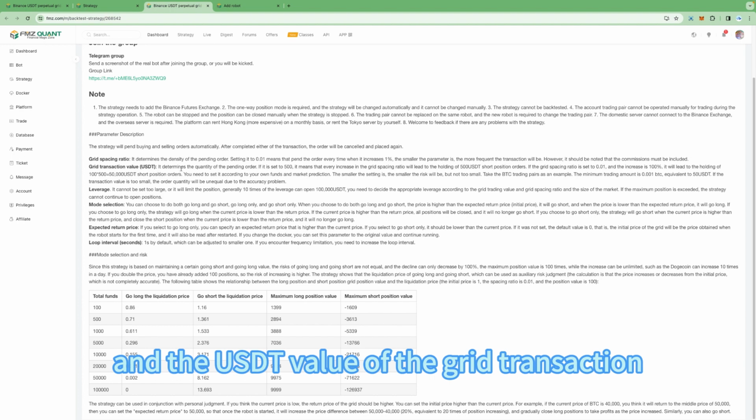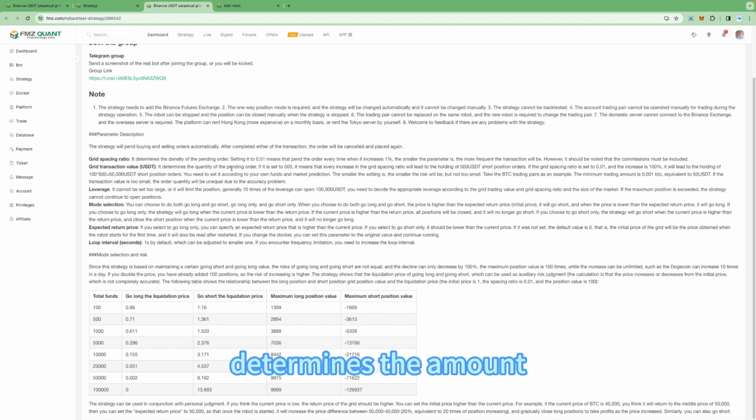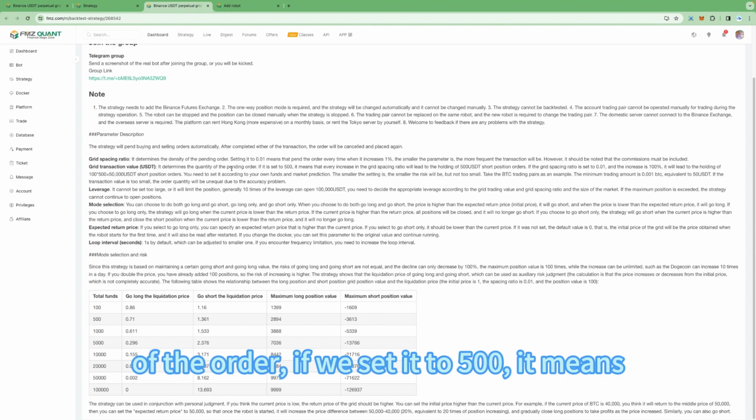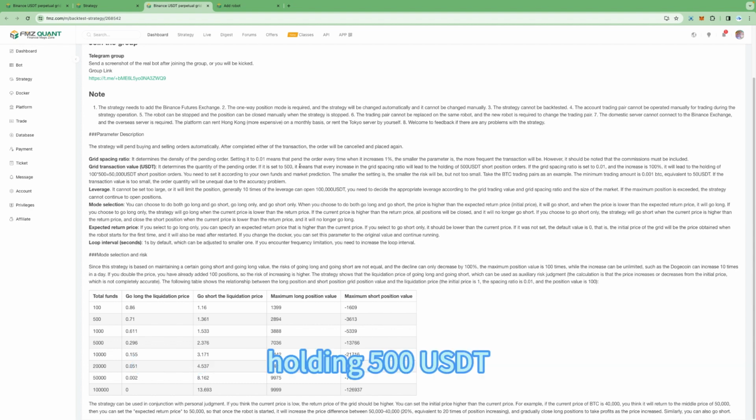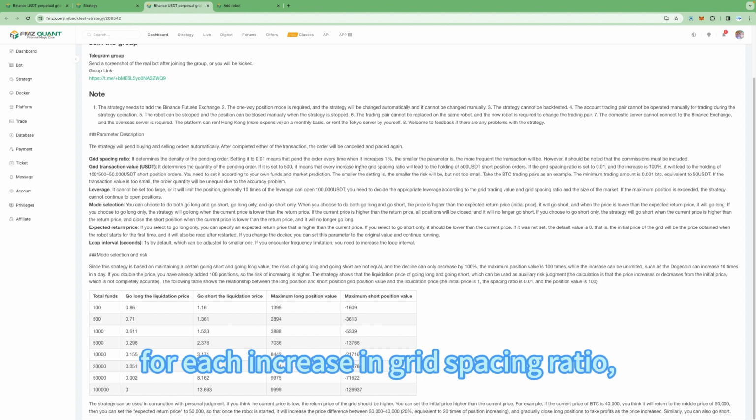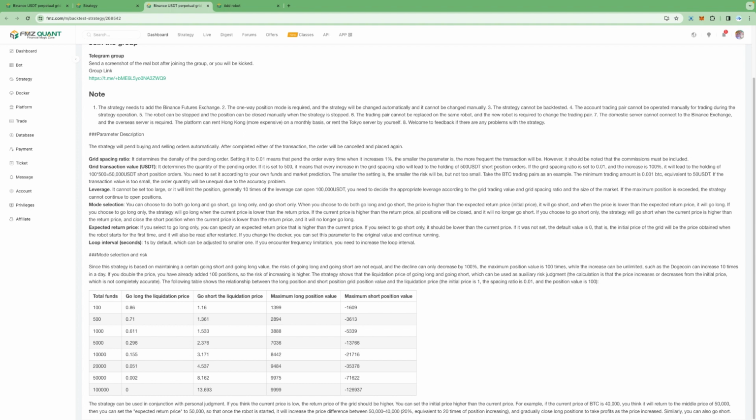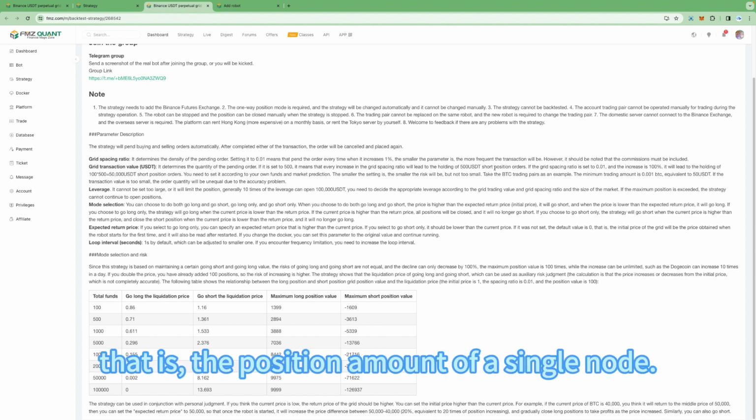Next parameter is the grid transaction value. The USDT value of the grid transaction determines the amount of the order. If we set it to 500, it means holding 500 USDT of short orders for each increase in grid spacing ratio. That is the position amount of a single node.